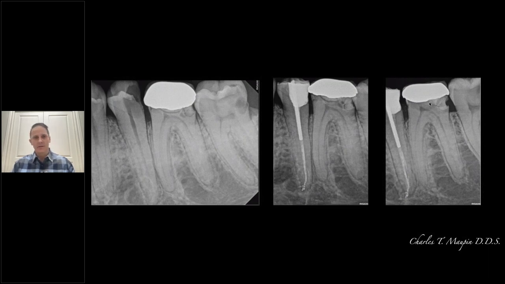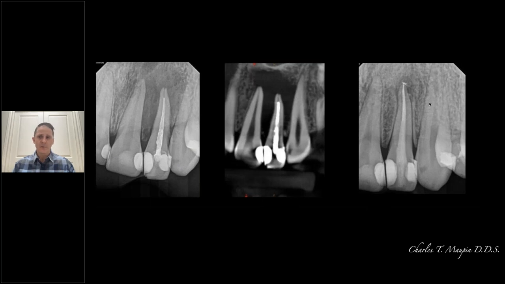So again, long-term recall showing that activated irrigation is important to cleaning out complex anatomy, but also the efficiency that we were able to complete that in.